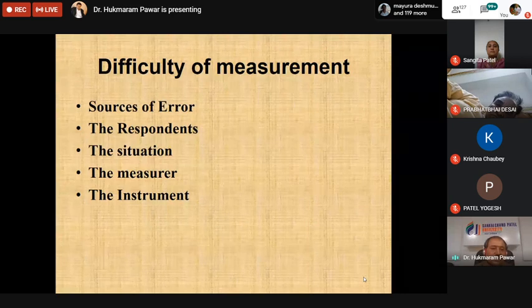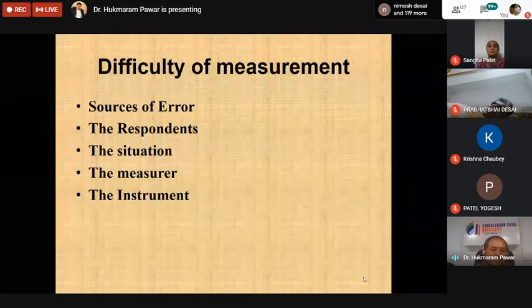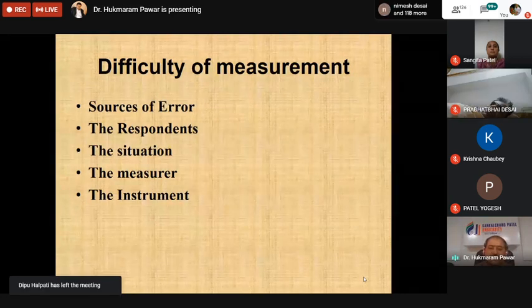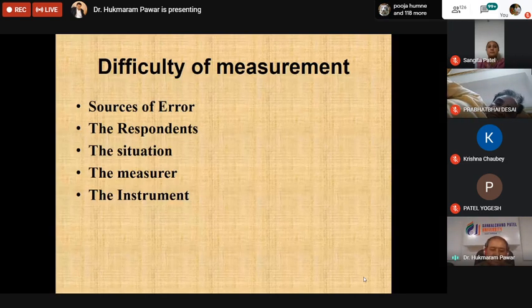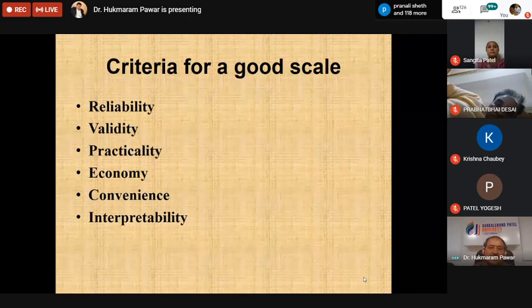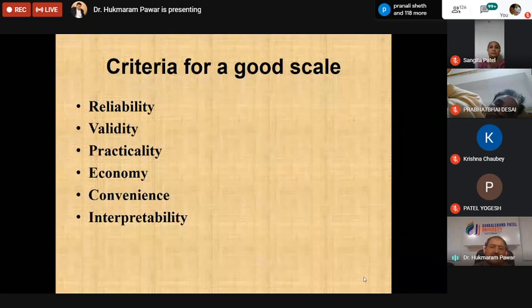The measurer who is measuring, if the measurer does not have enough knowledge, then it creates confusion. And the instrument you are selecting, if the instrument is wrong, then it creates difficulty in the measurement. And what are the criteria of a good scale, right?